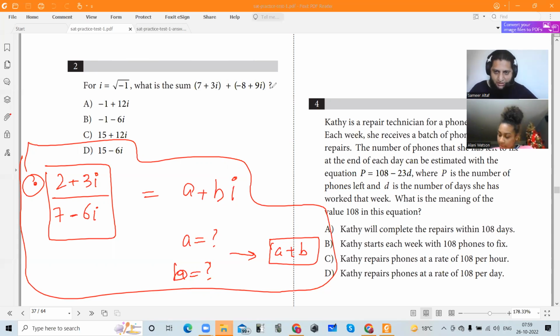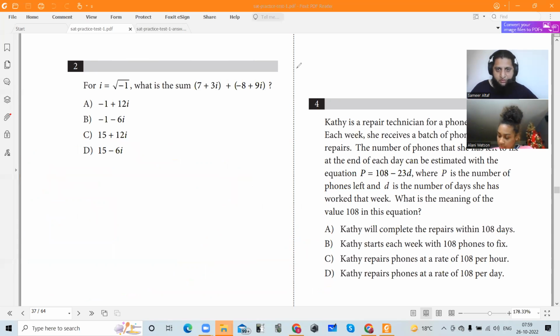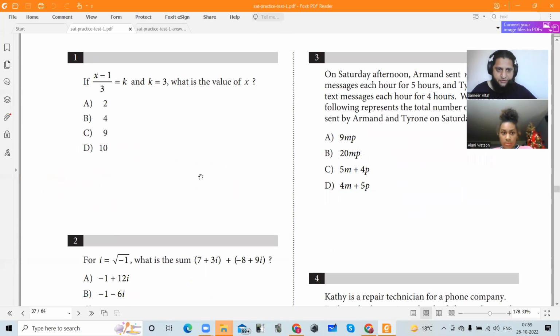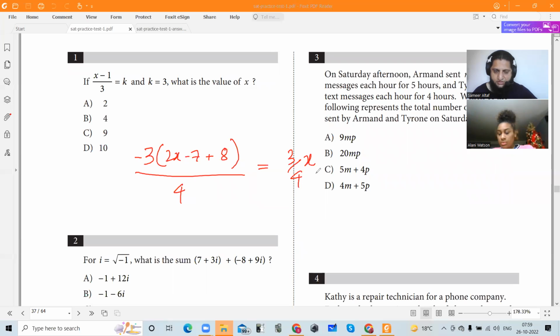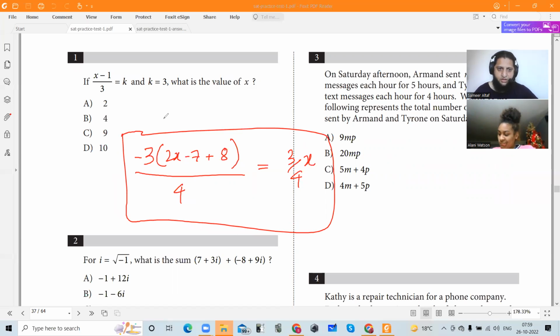All right. And one more question which I want to give, similar to the first question, will be a combination of an equation. For example, it'll be -3 times (2x minus 7) plus 8, divided by 4, equals 3/4 x. So you have to solve for x here. Okay, this is the question. Solve for x.